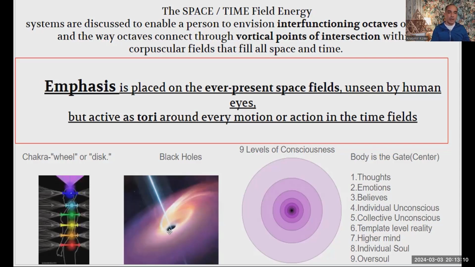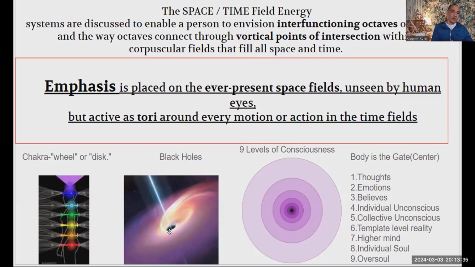So when we're talking about the 9 levels of consciousness, they represent different octaves. The first one, in the very center, is the most dense of all. It's actually our physical body. It is like a gate. It is the most solid system or octave. An octave is a group of resonant speeds, okay?